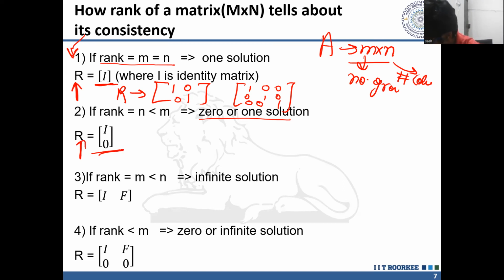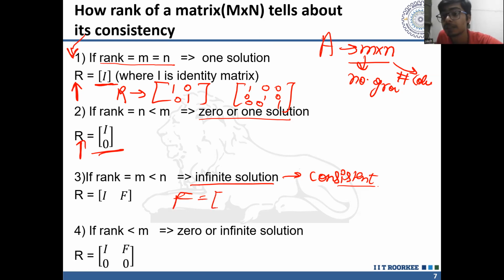In the third case, say rank is equal to the number of rows but less than the number of columns. In that case, infinite solutions will exist and the system will for sure be consistent. Here basically the F is the matrix comprising all its elements as 1. Say for one order, or it may be like this.